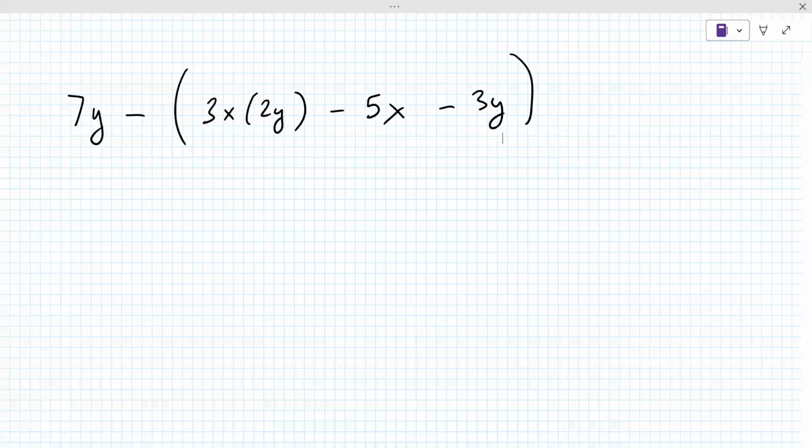Maybe 10y. Are you talking about when you're all done, just 10y, or is there other stuff? Well, minus 5x, but with the y's altogether it would be 10y. 10y, yes, 10y is for sure in the answer.